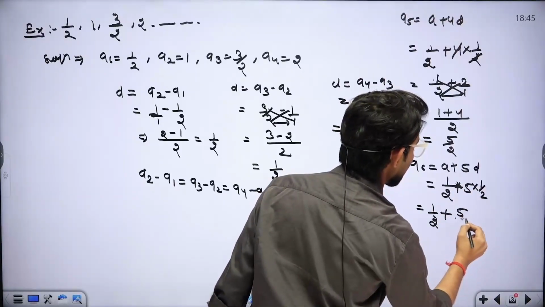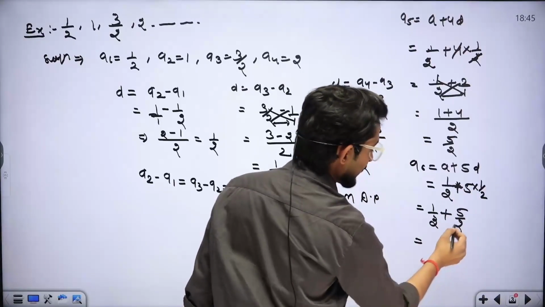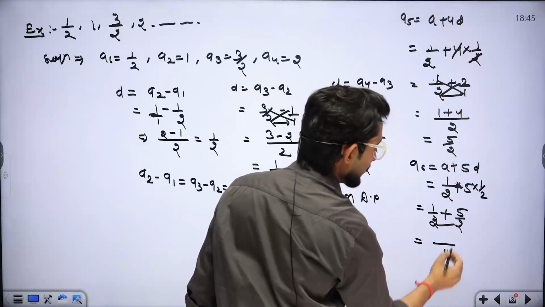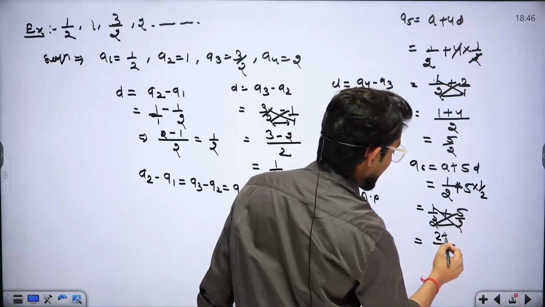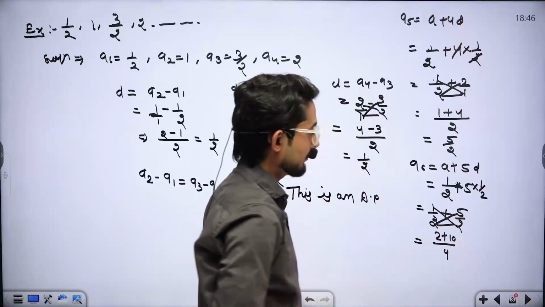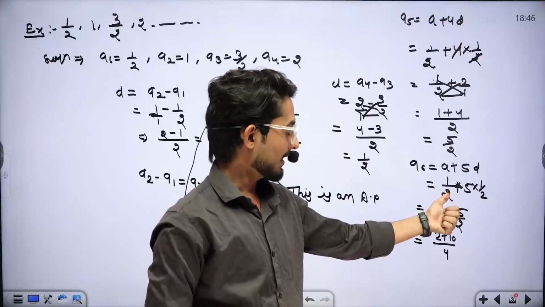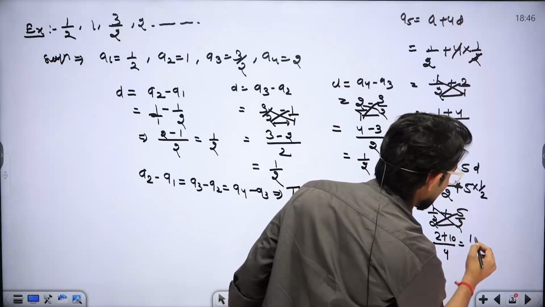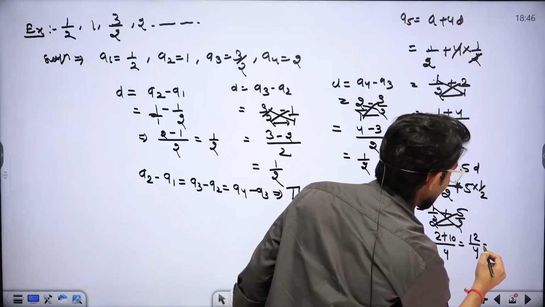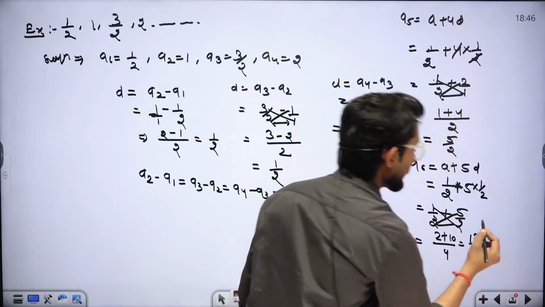5 by 2. So we get 2 twos are 4, 2 ones are 2, and 5 twos are 10. So from here, 1 by 2 plus 5 by 2, 10 plus 2, 12 upon 4. When you divide 12 by 4, you will get 3.